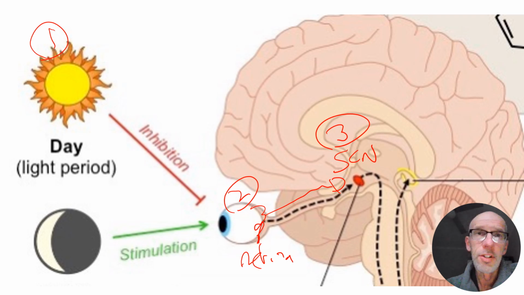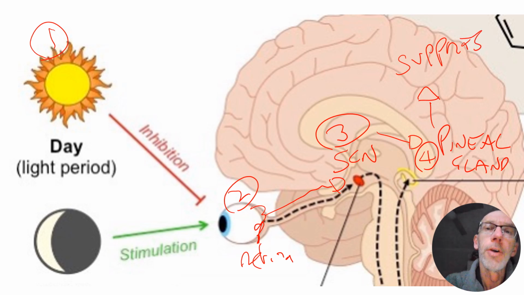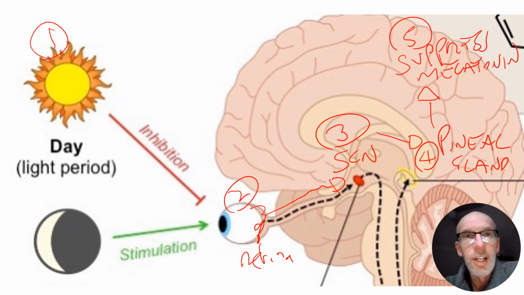Now, what students get wrong here is they say the suprachiasmatic nucleus then will suppress melatonin. Not quite. It will send a signal to the nearby pineal gland, and the pineal gland is getting a message from the SCN: wake up. So therefore, it will suppress the sleep hormone melatonin. And once we do that, then we will start waking up.